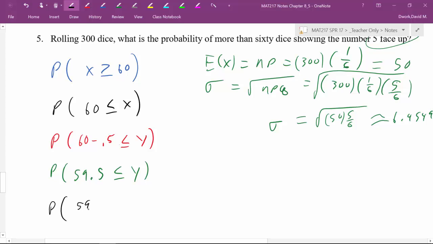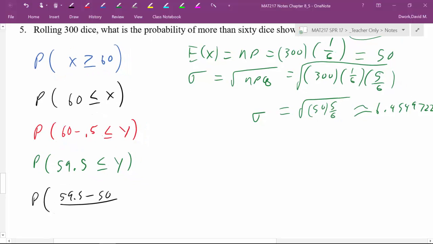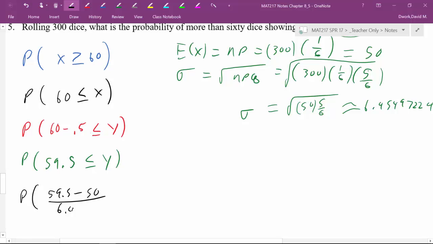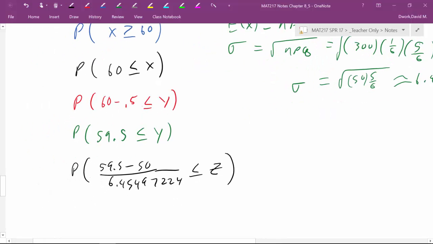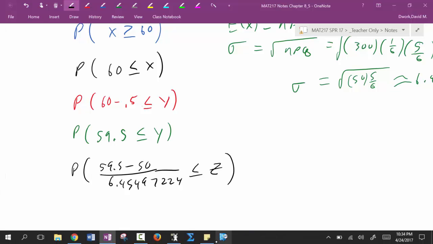So we are going to do 59.5 minus 50 divided by, what was our standard deviation? 6.454972244. Less than or equal to z, less than or equal to, what was our upper bound? Oh yeah, we didn't have one. We just wanted to know what's the likelihood that z will be bigger than that. All right, so let's figure out what this value actually is.